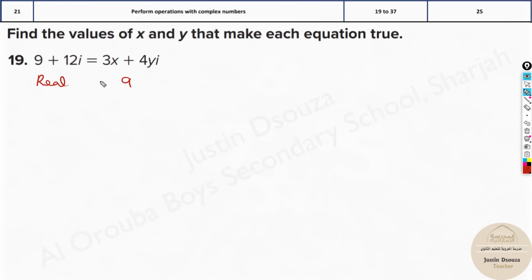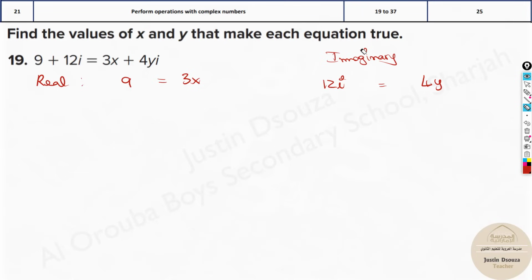What is the real part? It is 9, equal to 3x. What is the imaginary part? Just like how we have written the real part, write the imaginary. The left side is 12i, and that is equal to 4y.